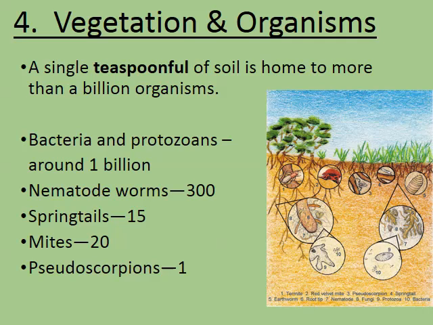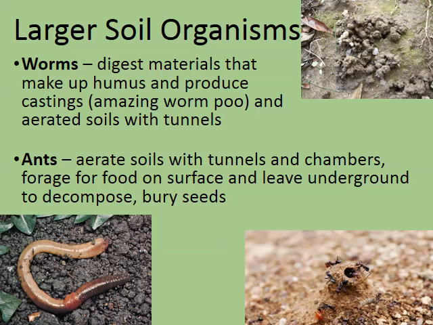Vegetation and organisms is all of the stuff that lives in the soil. If you look at a teaspoonful of soil, there are bacteria, protozoans, nematode worms, springtails, mites, pseudoscorpions, and all different sorts of things that are actually living in it. That's the reason why, when we did our experiment with the nitrogen cycle, the stuff in the back that died, we microwaved our soil to make sure we killed all of these organisms. We wanted sterile soil. The larger soil organisms are your worms and your ants.